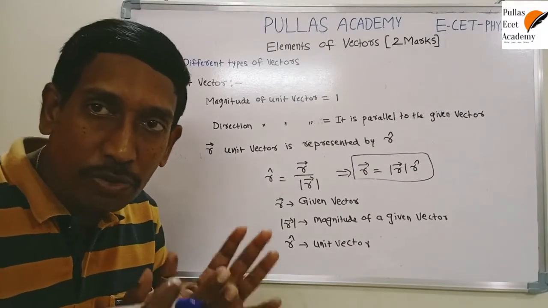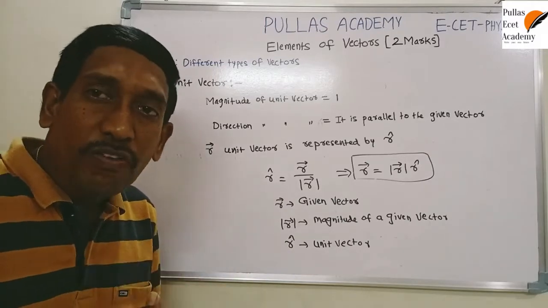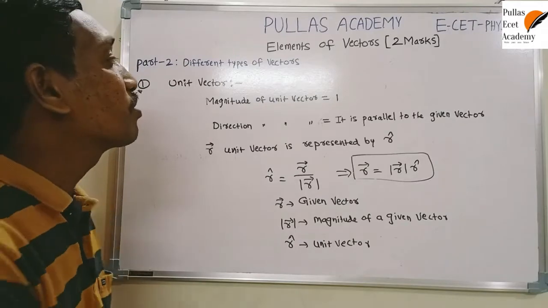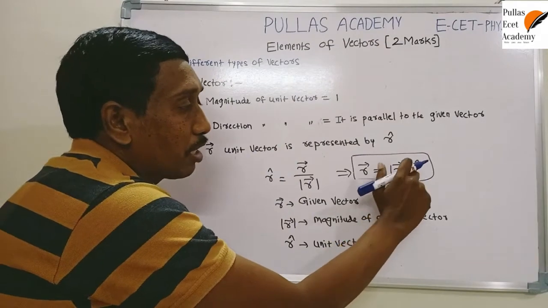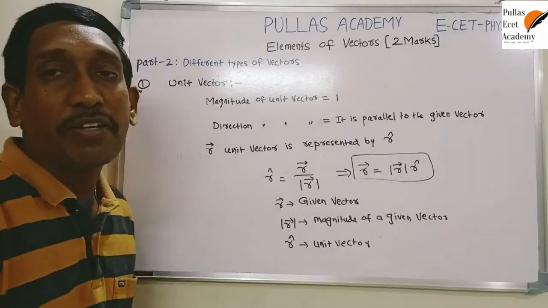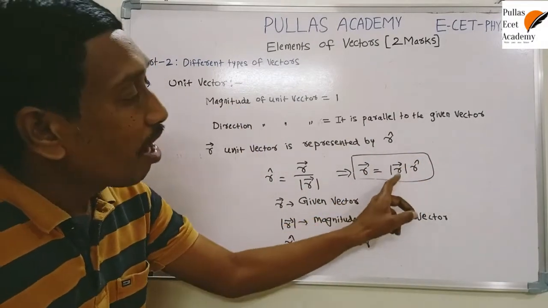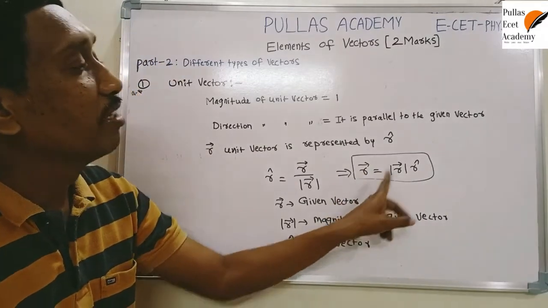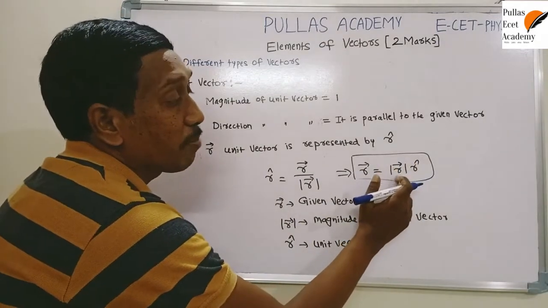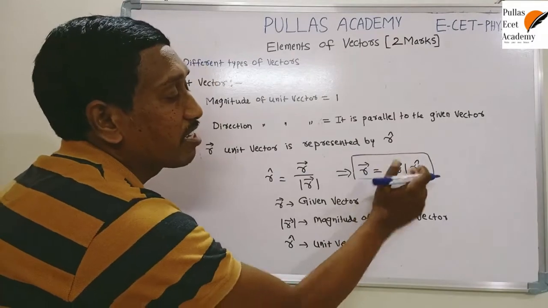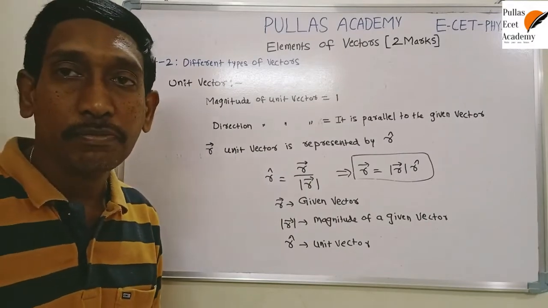In vector form, always write the magnitude into its direction. Its direction is represented in terms of the unit vector, because the unit vector's magnitude is 1. If you multiply by the unit vector, there is no change in the magnitude, because multiplying by 1 keeps it the same. So writing the magnitude into the unit vector causes no problem, and the unit vector indicates the direction of the given vector. This is about the unit vector. Clear?